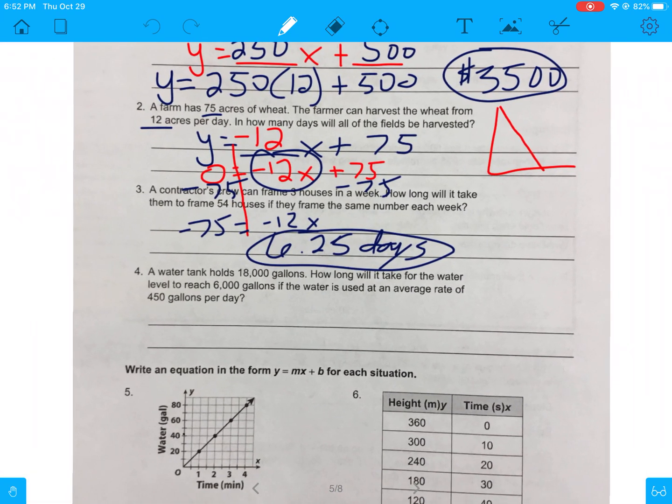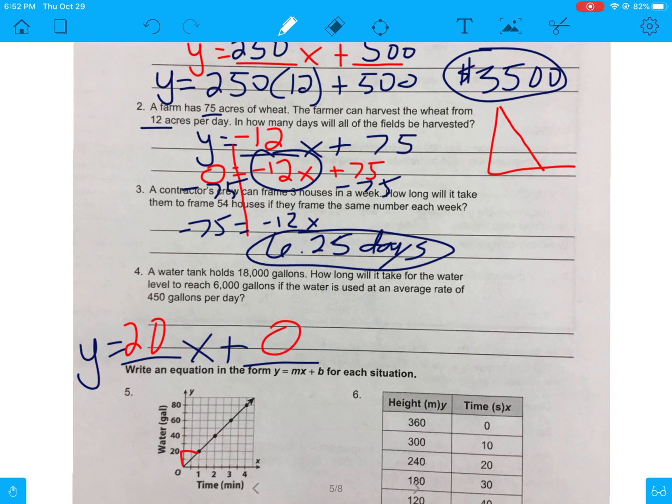We'll skip a few of these. If you look at number 5 and 6, we want to write an equation in the form y equals mx plus b. So for number 5, it's going to be y equals slope x plus initial value. So if you look at this, where does it cross the y? Look, it crosses at 0. That's a 0. Now you have to do rise divided by run. So if you look, it goes up 20 over 1. y equals 20x plus 0. You could also keep it as just y equals 20x.